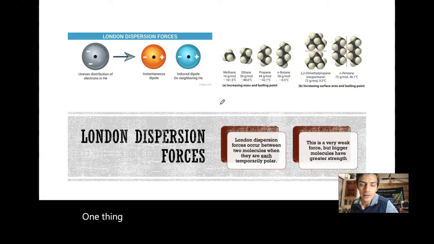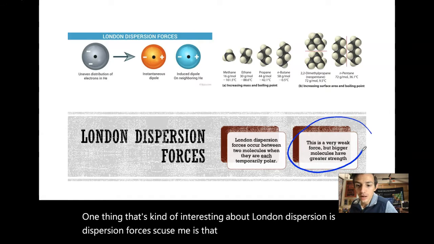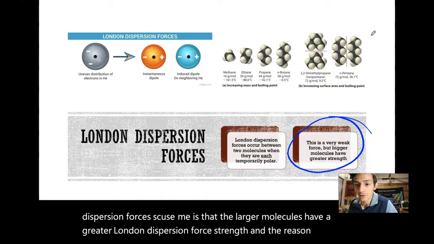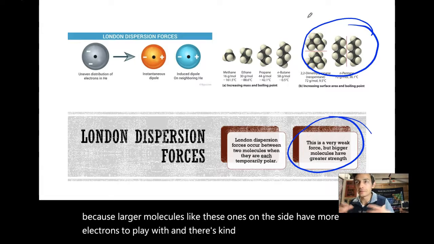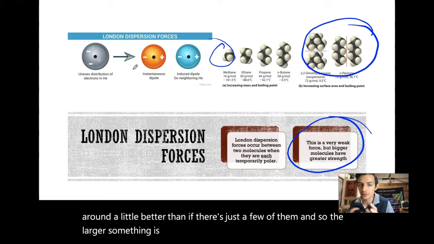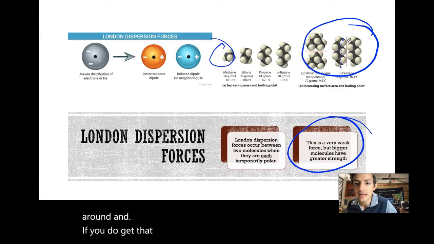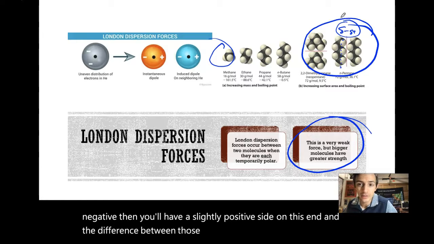One thing that's kind of interesting about London dispersion forces is that larger molecules actually have a greater London dispersion force strength. The reason for this is because larger molecules, like these ones on the side, have more electrons to play with. They flow around a little better than if there's just a few of them. And so the larger something is, the easier it is for these electrons to move around. And if you do get that charge build up on one side and it's slightly negative, then you'll have a slightly positive side on this end. And the difference between those two temporary dipoles can be a little larger.